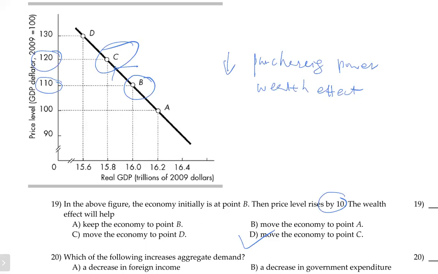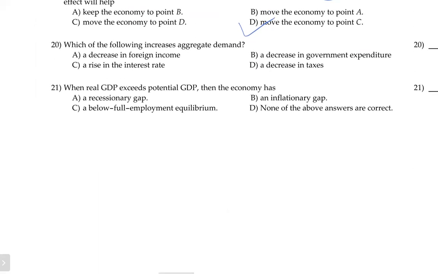All right. So now let's look at 20. Which of the following increase aggregate demand? Let's go one by one. A, a decrease in foreign income. Okay, so the decrease in foreign income won't change domestic aggregate demand. Okay, B, a decrease in government expenditure. Okay, so the government expenditure also won't affect aggregate demand.